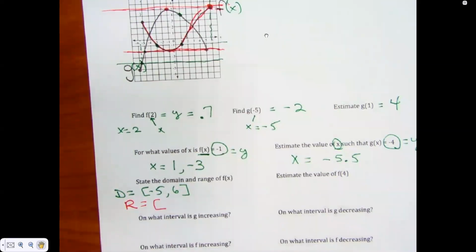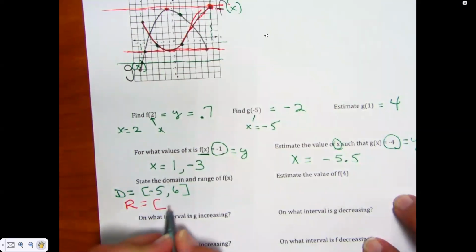Okay, that'll do. Range is, who wants to try? Give me the range. Negative 2 to 5. Beautiful. That's it. Negative 2 to 5. Good.